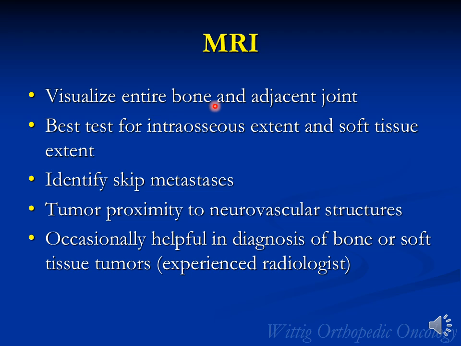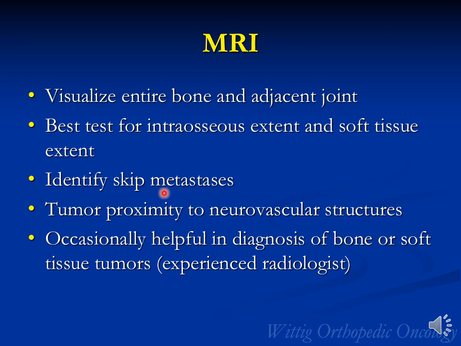MRI is useful for visualizing the entire bone and the adjacent joint. It's useful for demonstrating skip metastases across an adjacent joint. It's the best test for intraosseous extension and soft tissue extension.